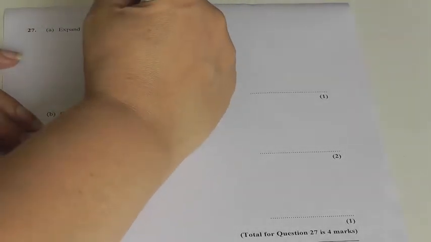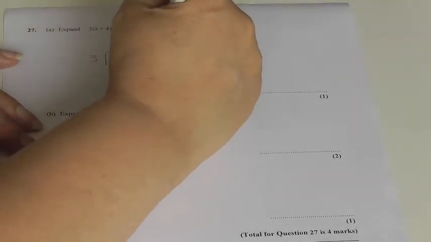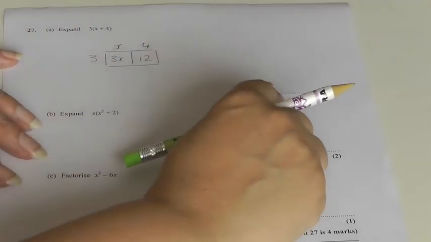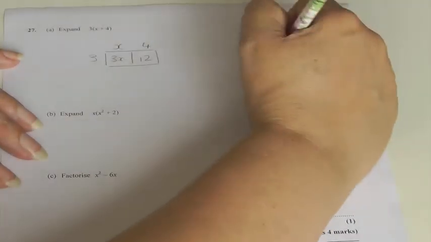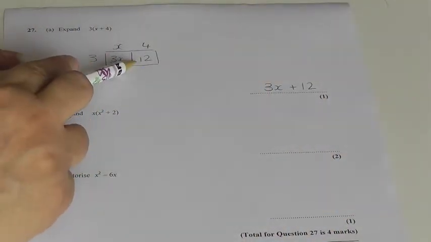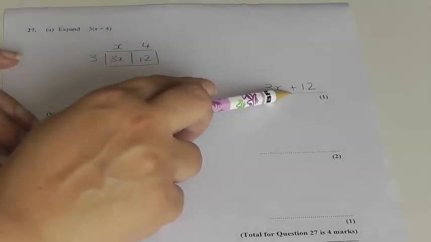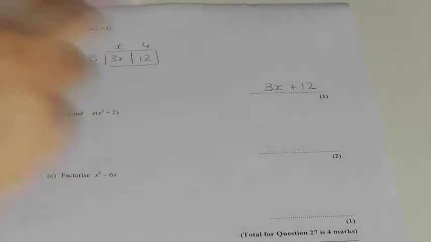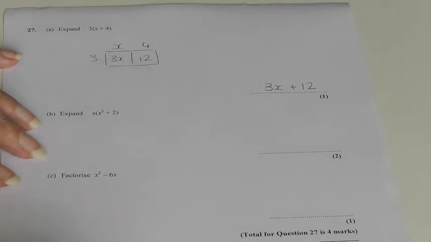3 times x gives you 3x, 3 times 4 gives you 12, but remember when you write the answer on the line, you need to have a connector between the two that will either be plus or minus. If the number in here is positive, it will be a plus, like that, and if the answer in here is negative, it would be a minus.